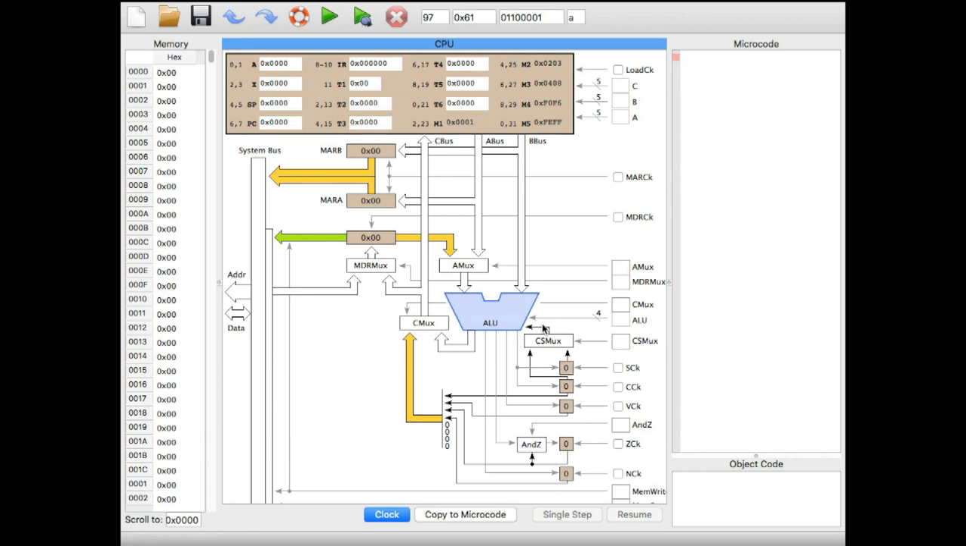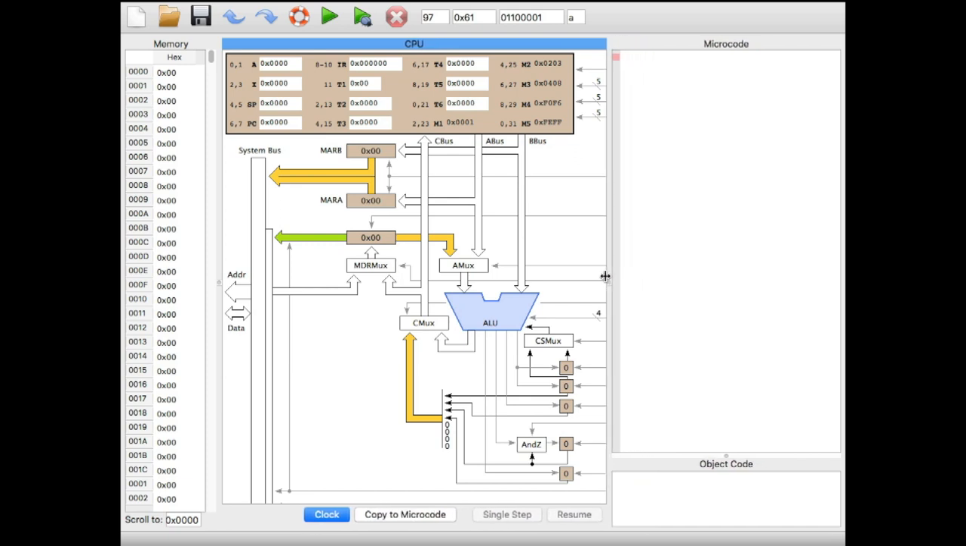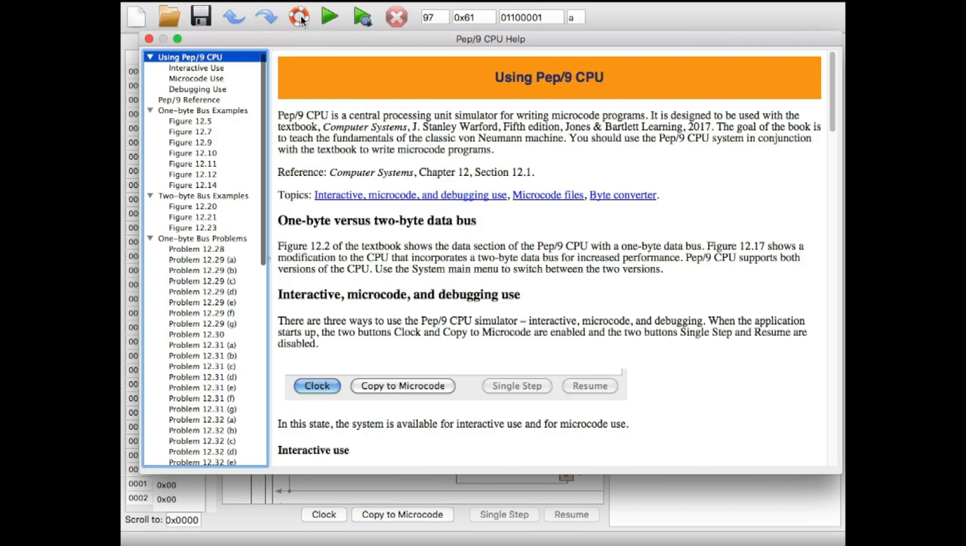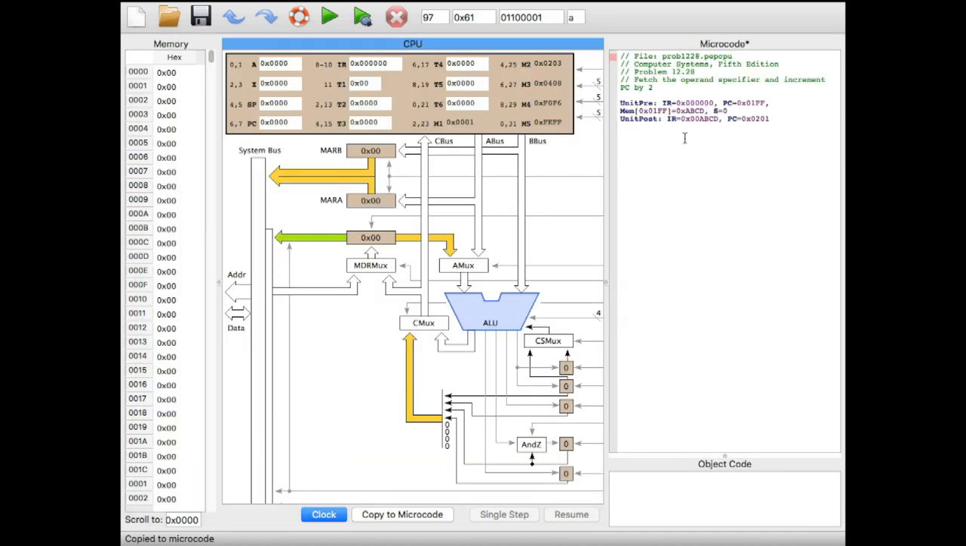Okay, so here's our demo. When you write this, I'm going to get some room over here. This is going to be the first microcode that you hand in. So what you do is you go to the help system here, and we go down to problem 12, it was 28, is that what you said? So you go to problem 12, and look here. File, problem. And here's unit pre and unit post. Copy the microcode. And there it is.